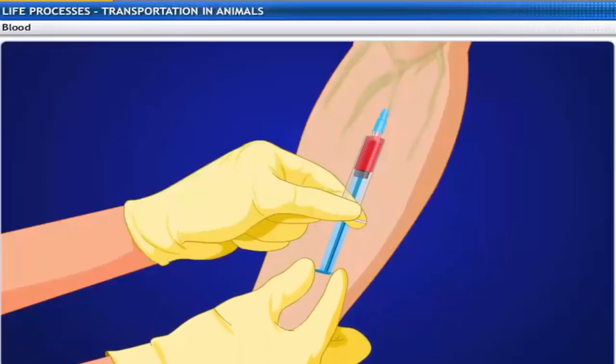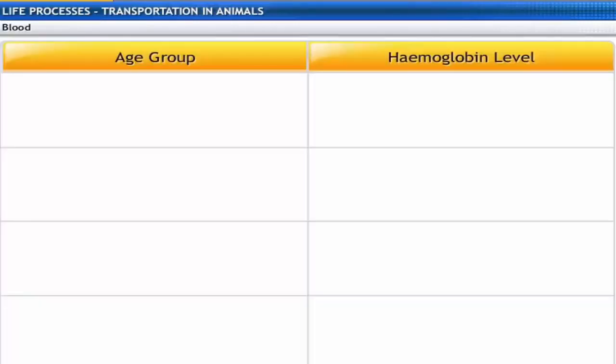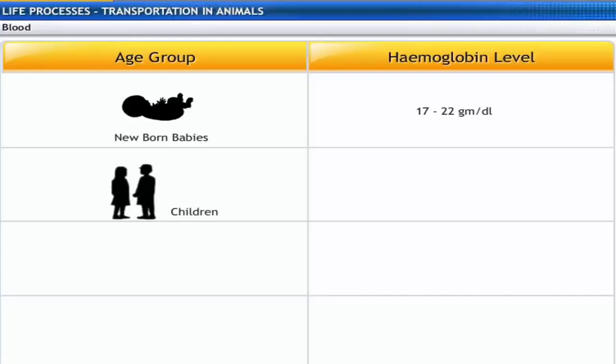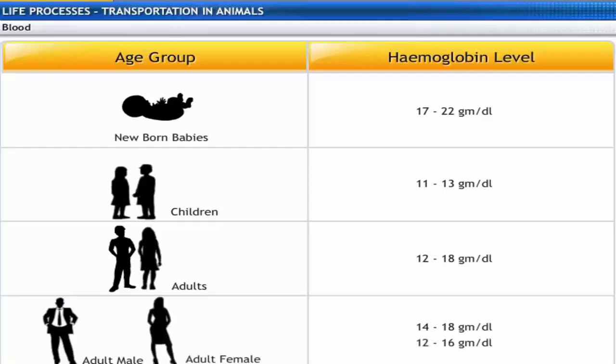The unit of measurement for hemoglobin is gram per deciliter of whole blood. In newborn babies, 17 to 22 gram per deciliter of hemoglobin is present. For children, the normal range is between 11 and 13 gram per deciliter, and for adults, it is between 12 and 18 gram per deciliter. An adult male has a hemoglobin level between 14 and 18 gram per deciliter, and in adult women it is between 12 and 16 gram per deciliter.